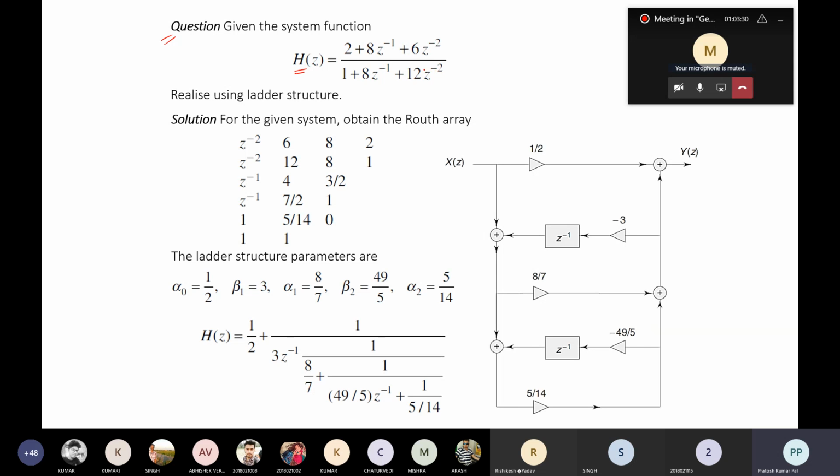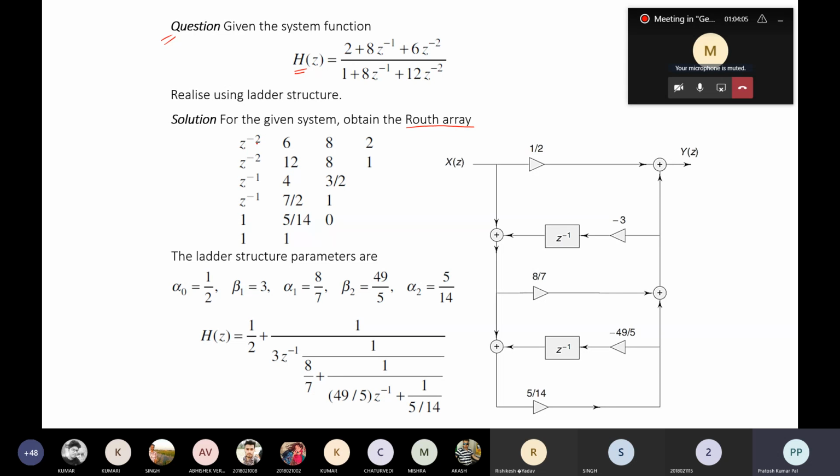The first step is to find the coefficients alpha 0, beta 1, alpha 1, beta 2, and so on. To find these, we have to make the route array. In the route array, the highest power of z in the numerator and denominator is z to the power minus 2. So in the numerator it is written z to the power minus 2, z to the power minus 2 again. The powers below are z to the power minus 1 and z to the power minus 1 again. Then z to the power 0 is 1, so 1 1 will be written here.